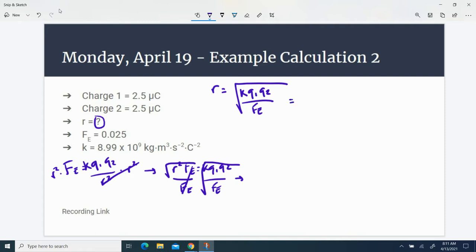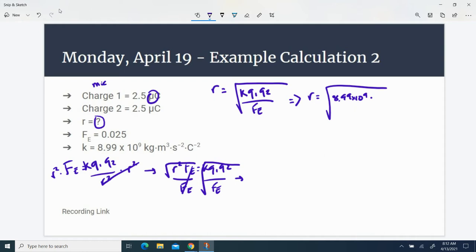So if I put this in the calculator, it's going to be the square root of 2.5. Now, you'll notice that I've got a symbol here. Oh, I'm getting ahead of myself. Let's put our k value in first. So the square root of our k value, 8.99 times 10 to the 9th, times our q value, our first one. And now we can talk about the symbol. So that's the micro symbol.